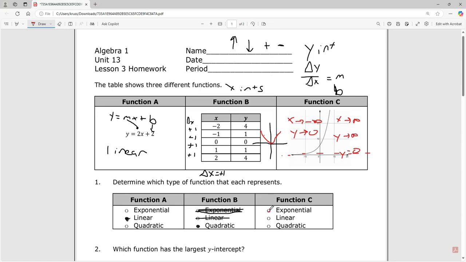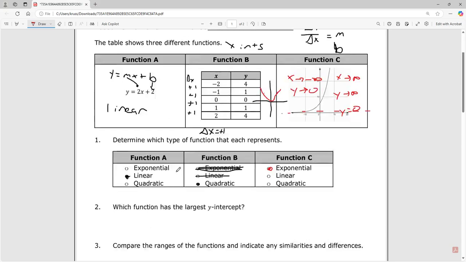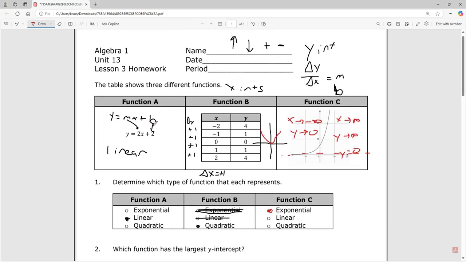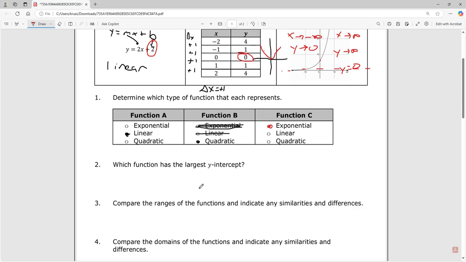So this is exponential. So which one of these has the larger y-intercept? Well, this one's y-intercept is 2. This one's y-intercept is 0. This one's y-intercept is like 5. So this would be C.